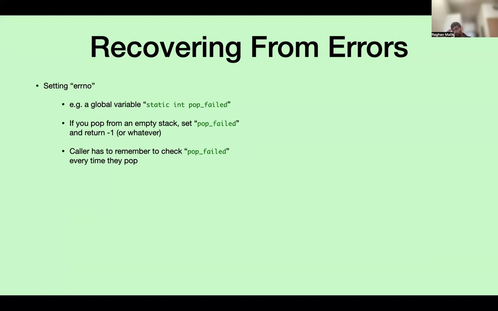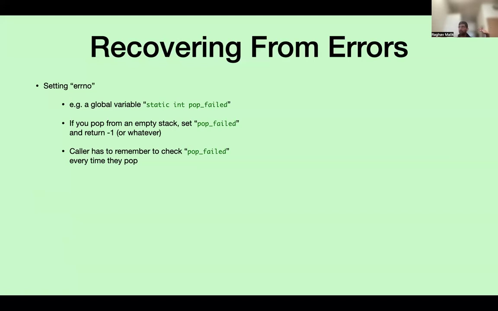The problem is C is not great at error handling, mostly because it's trying to be a low-level language, and so it doesn't give you nice features like exceptions. But there are things we can do. First of all, we can set errno. I guess that means error number, right? A lot of POSIX functions do stuff like this.